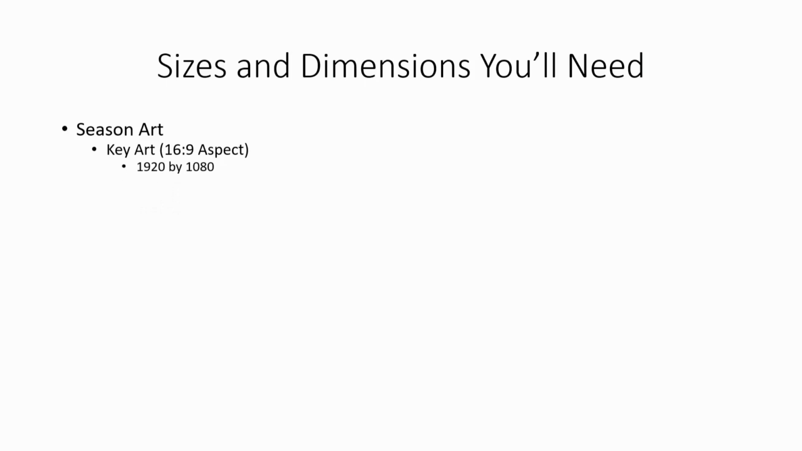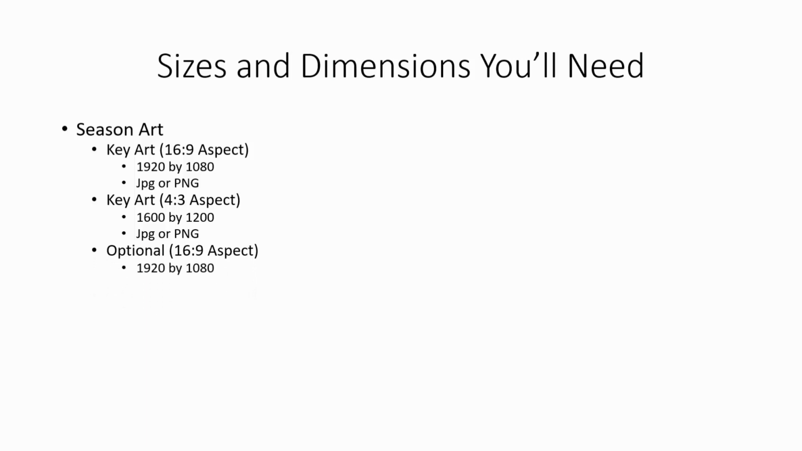You're going to need a 1920 by 1080 photo to appear correctly, and it can be JPEG or PNG. Now, there is key art that you'll need to create that is also a 4 by 3 aspect ratio. That'll need to be 1600 by 1200, JPEG or PNG. And there is an optional file that you'll want to upload that's a 16 by 9 aspect ratio. It's 1920 by 1080, JPEG or PNG, and this is going to be a background image. It's only going to appear on the devices in order to convey mood.